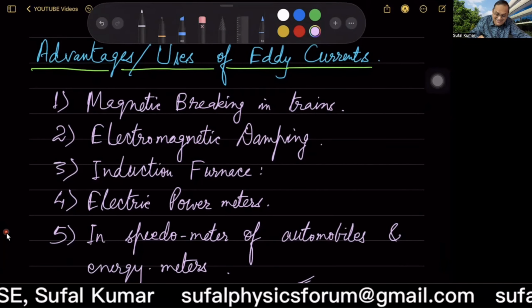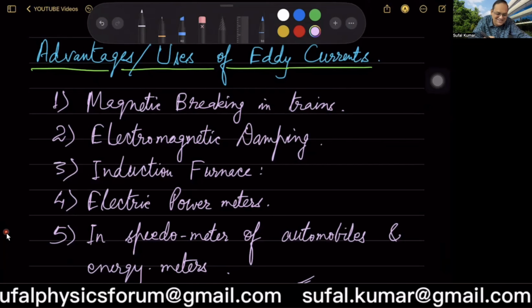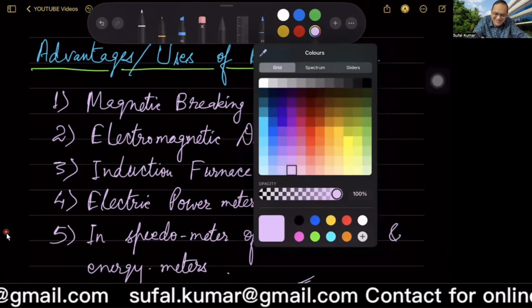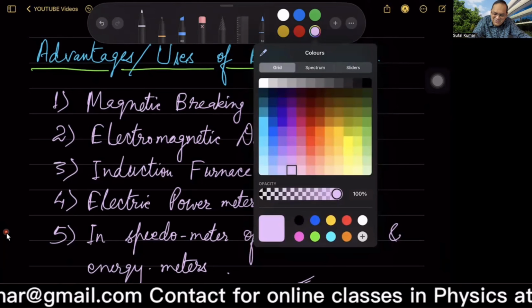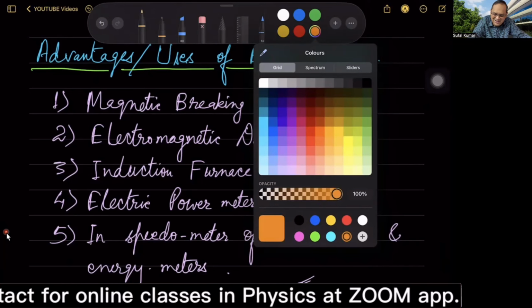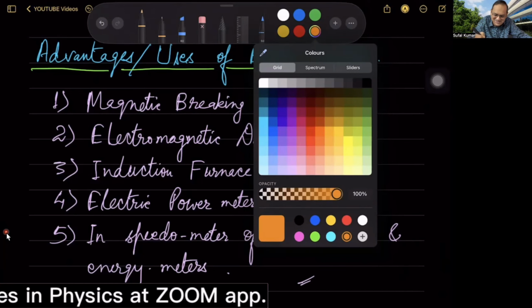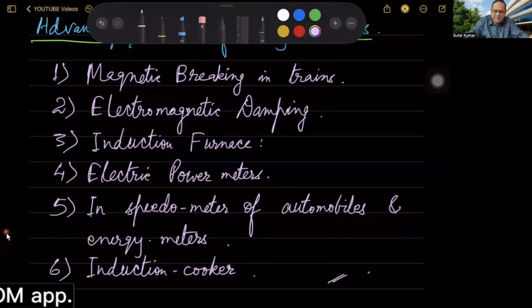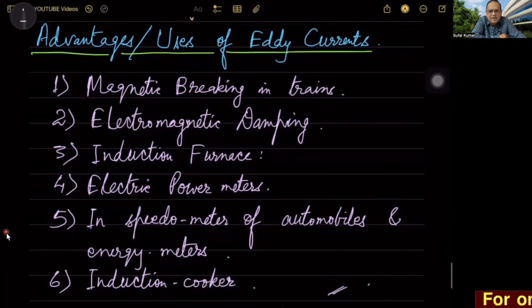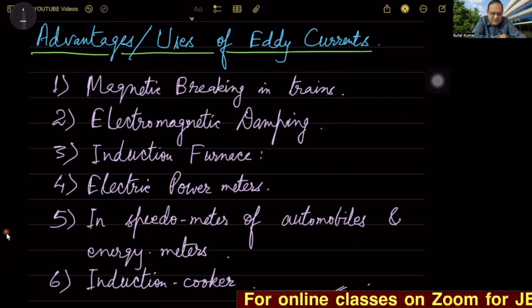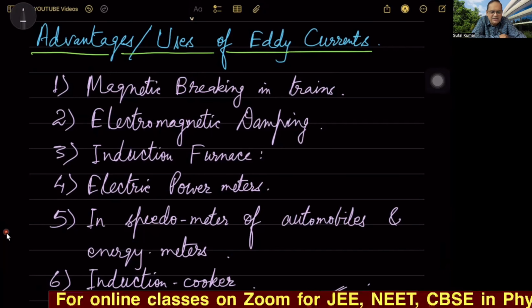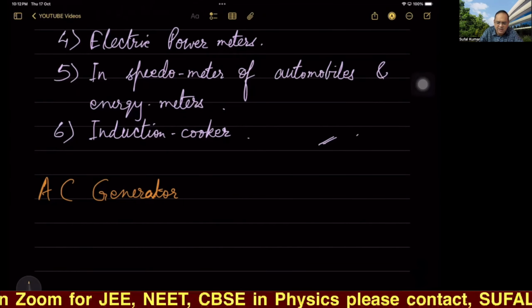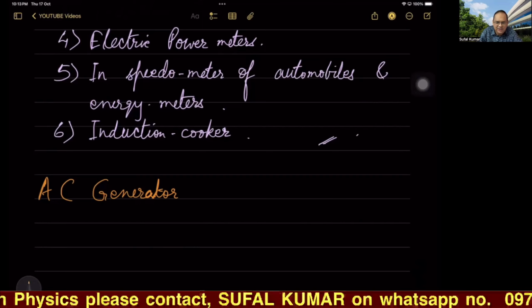And yes, last but not least, thanks for reminding me. Every day I talk about this in front of all the students: induction cooker. So these are very important applications in everyday life due to eddy currents only. We take these advantages. Here comes the AC generator.